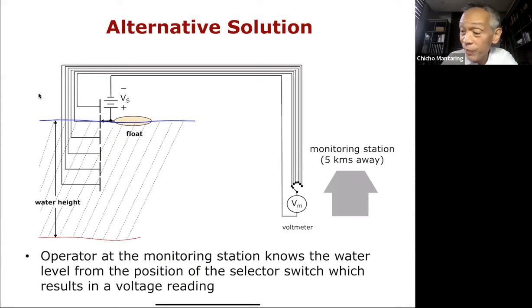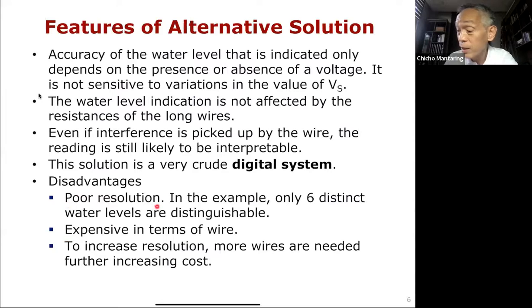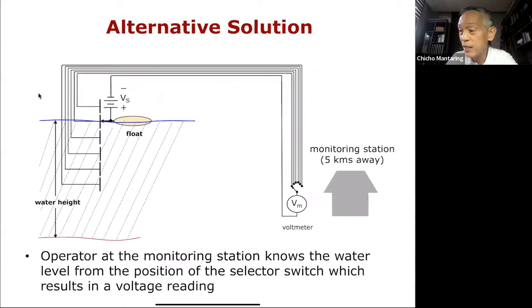Samantalang dito, no, malaki yung change sa height ng tubig, hindi pa rin magbabago yung position at which a voltage is detected. So that's what we call resolution, poor resolution. So in this example, only 6 distinct water levels are distinguishable, and each of those water levels will actually be a range of water levels. So that's the first disadvantage. The second disadvantage, ang dami nating wire.